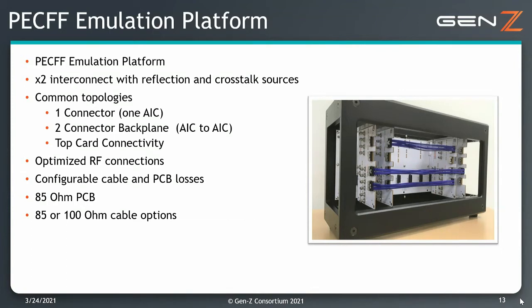If you want to look at signal performance from one AIC to the backplane, or connecting between two add-in cards across the backplane, or looking at top card connectivity, those signal traces and signal routes can be designed, implemented, and tested to verify performance. The rest of the system is outfitted with high precision RF interconnections.